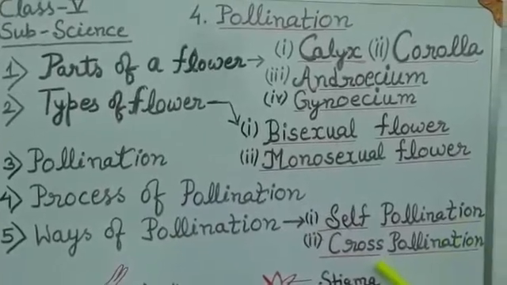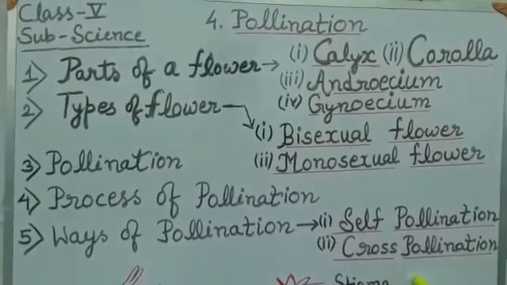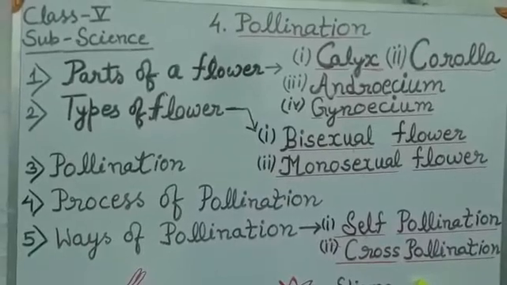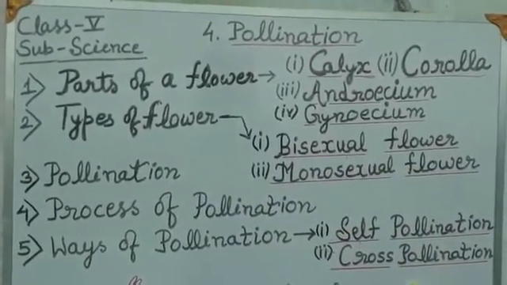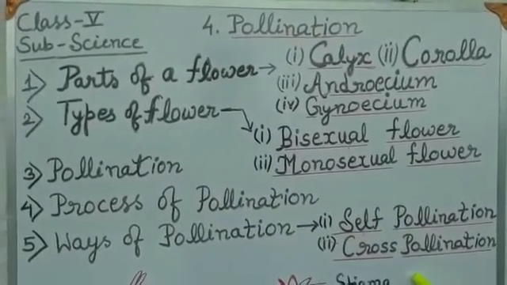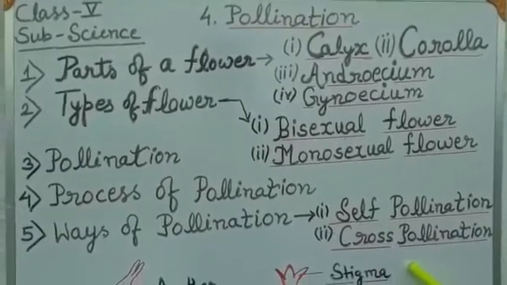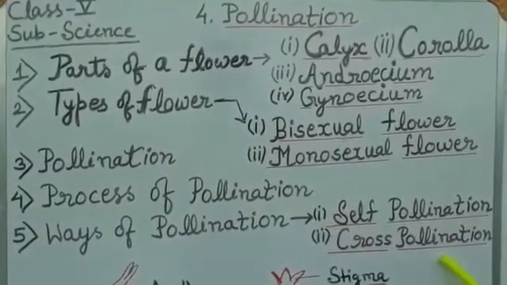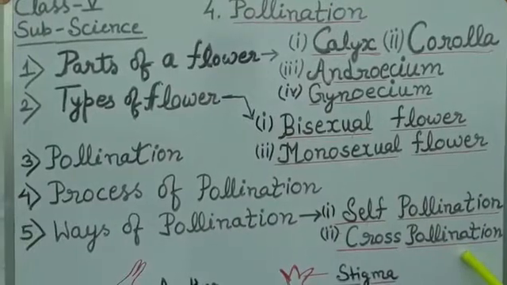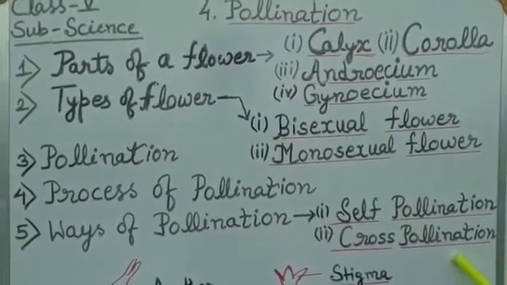The second one is cross-pollination, transfer of pollen grains from anther of a flower of one plant to the stigma of a flower of another plant is known as cross-pollination. Cross-pollination can be seen in poppies and tulips.